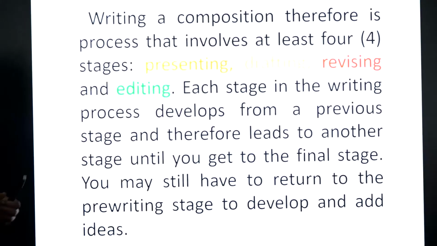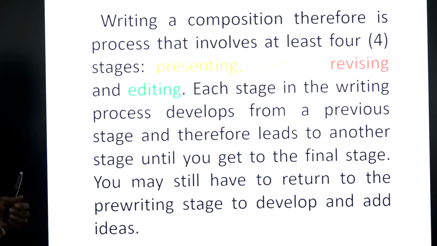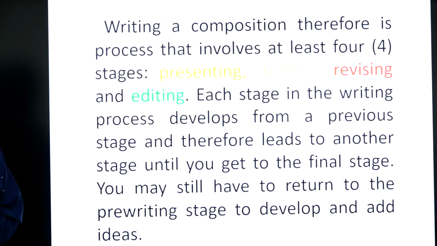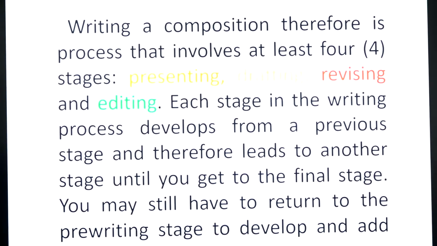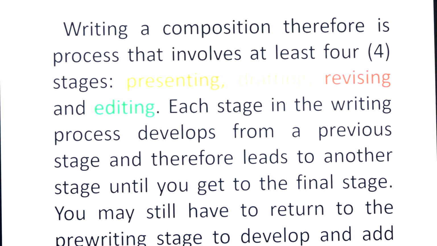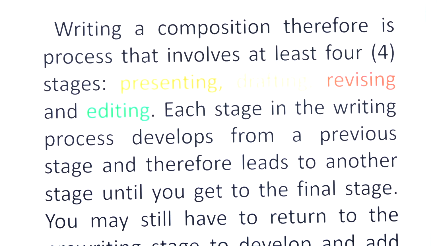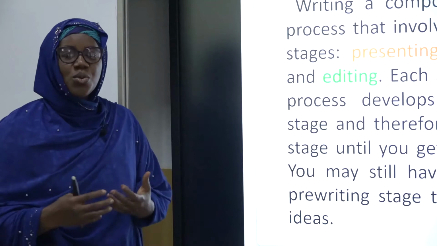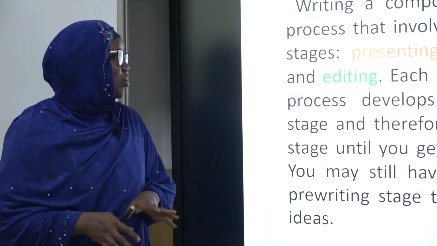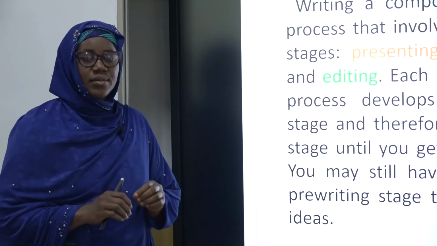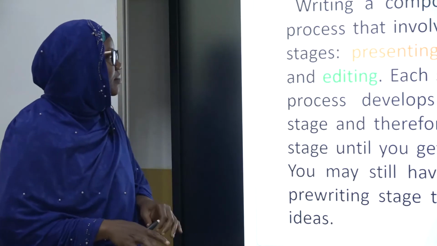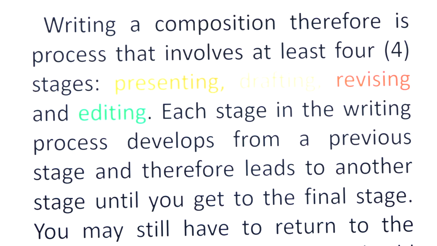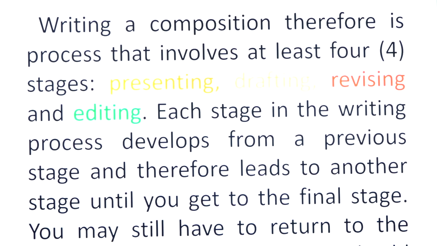Writing a composition, therefore, is a process that involves at least 3-4 stages. If you are writing, you must go through at least 4 stages. The first thing is presentation. What do you present to write? How do you want to go about writing it? You present it, you make a draft. After drafting, you revise, then you edit your work.